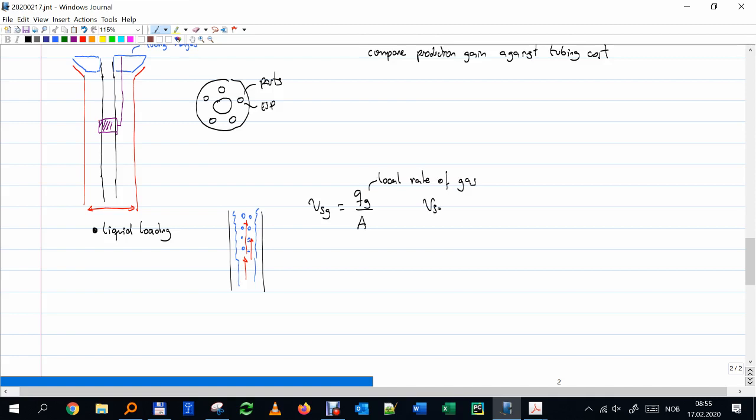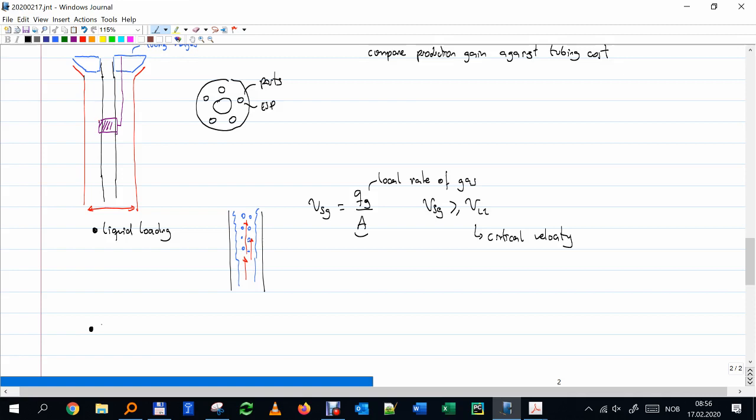That VSG has to be greater than some liquid loading velocity, the critical velocity. It's called critical. Otherwise, I won't be able to lift those liquids, and the liquid will start to accumulate in the wellbore, and they will create a large back pressure against my formation. And one way to avoid that is simply to use a smaller tubing diameter. Then I reduce this area here, and I increase the superficial velocity of gas. So I have to be careful of that.